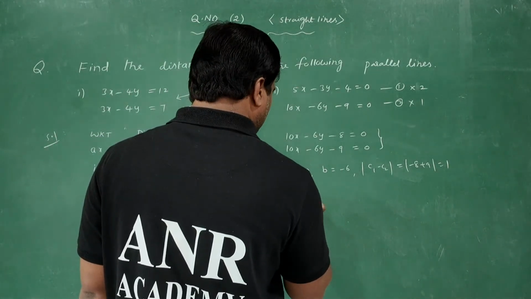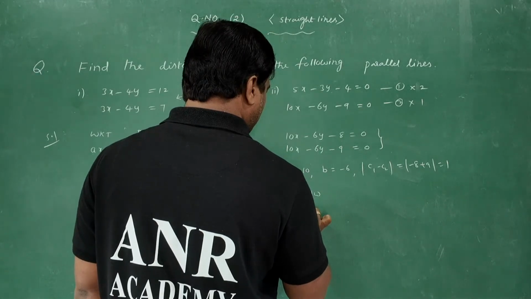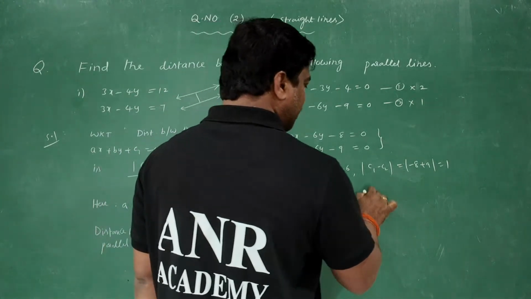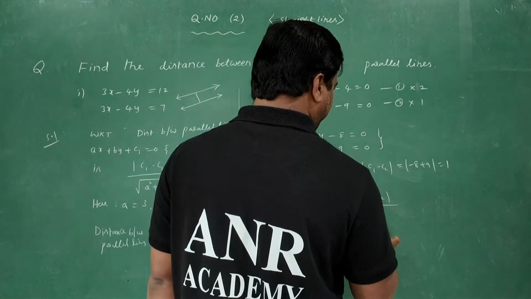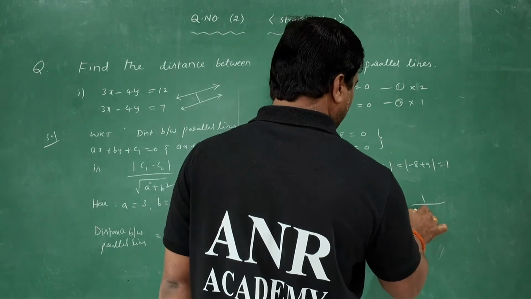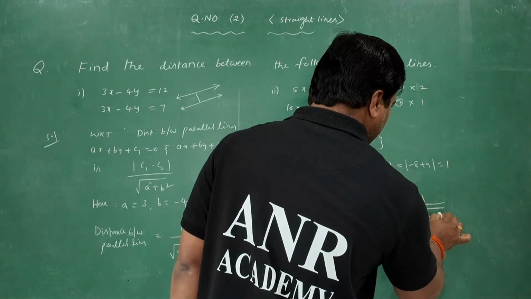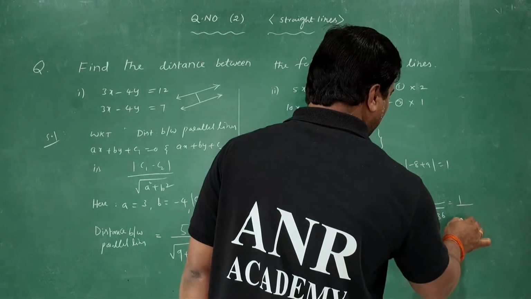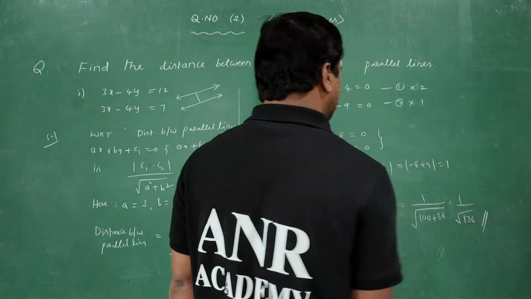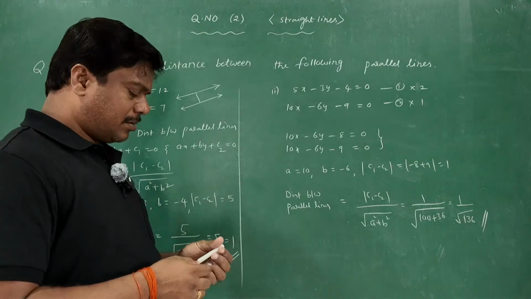Now, you know the distance between parallel lines is modulus C1 minus C2 by root over A square plus B square, that is 1 divided by root over A square plus B square, that is 100 plus 36, nothing but 1 by root over 136. This is the distance between parallel lines. Okay.